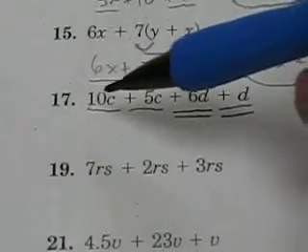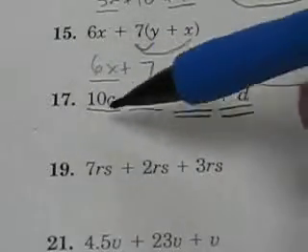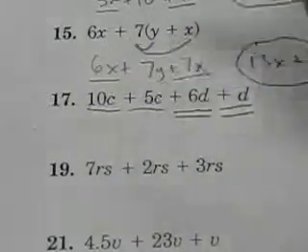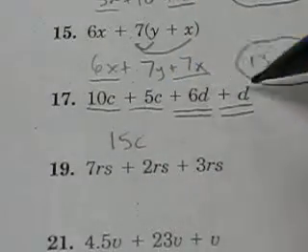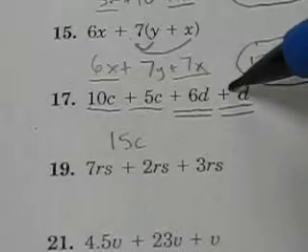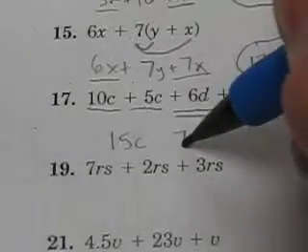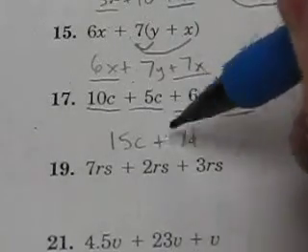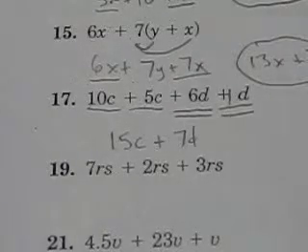On number 17, 10c plus 5c. When we add those, we can combine them because they have the same variables. When we add them, we get 15c. 6d plus d. Well, that's the same thing as 1d. So when we add that, 6 plus 1 is 7. So we get 7d. 15c plus 7d would be our answer on number 17.